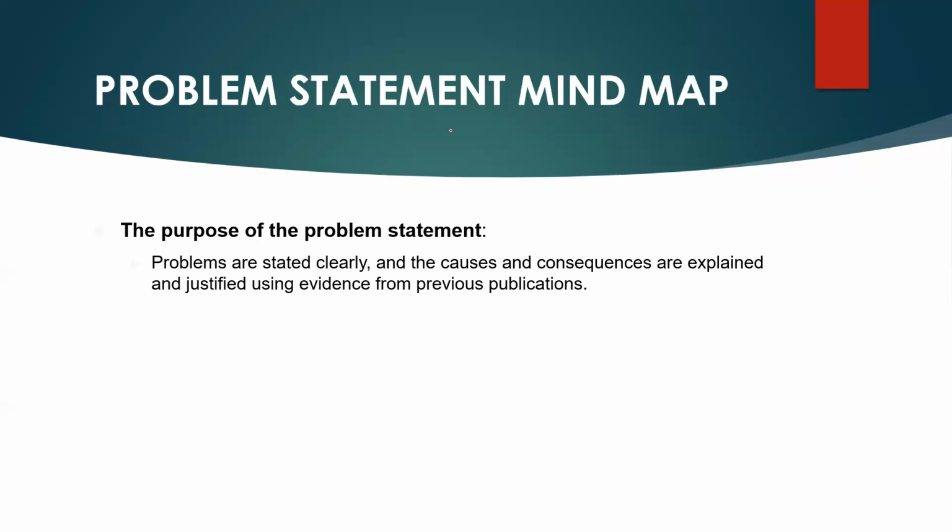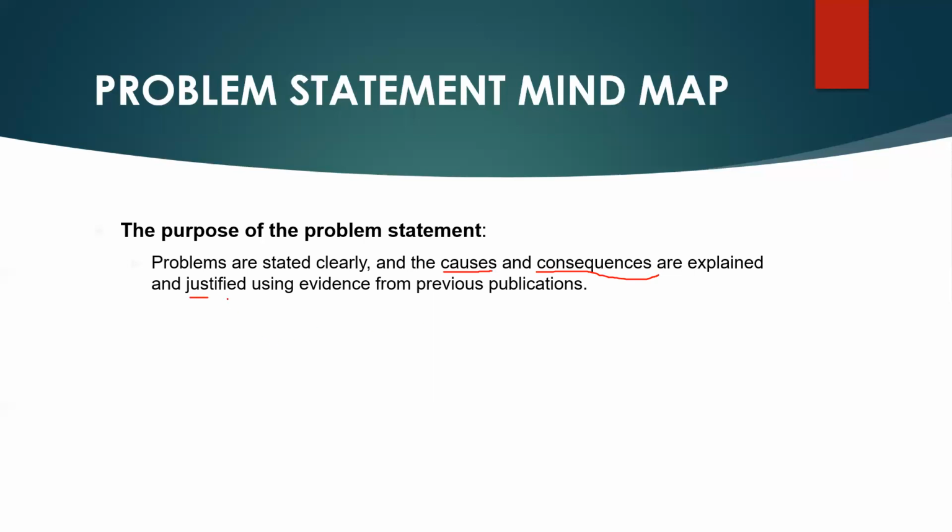Because many students write a problem statement and you can't really clearly identify what the problems are, what the causes of the problem are, and the consequences of such a problem in relation to the study population, you know. Those are things that must be explicit when you write a problem statement. So problems are stated clearly in the problem statement, okay? And the causes and consequences of the problem must be explained. Because the moment you don't explain the causes and consequences of a particular problem, then it becomes difficult for someone to understand what the problem is all about, you know.